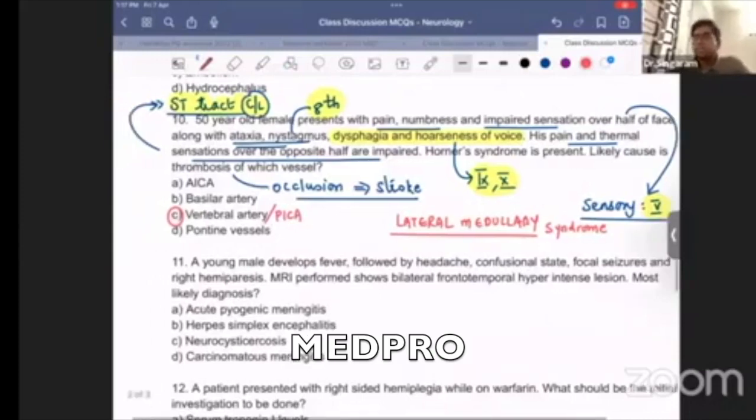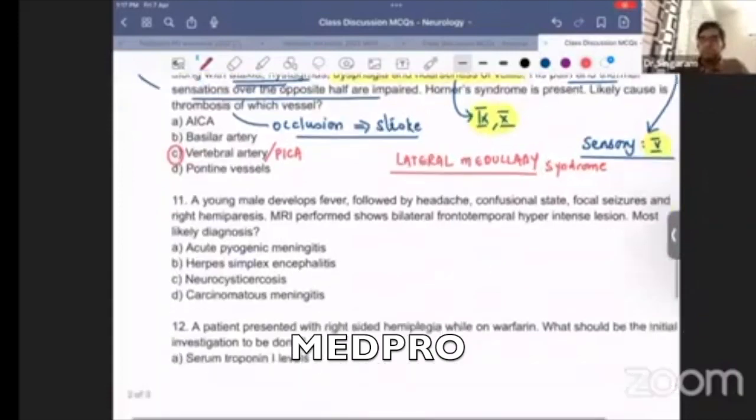I hope you are able to follow this type of question. First, you have to understand that it is lateral medullary or Wallenberg syndrome. Then you have to tell it is due to occlusion of the vertebral artery. Clear? Very good. Most of you have got it correct again.